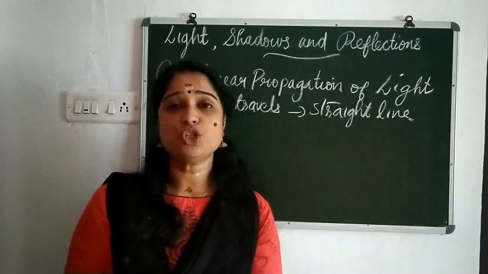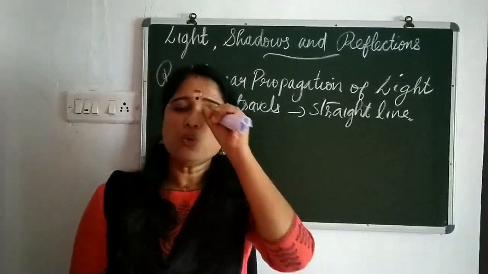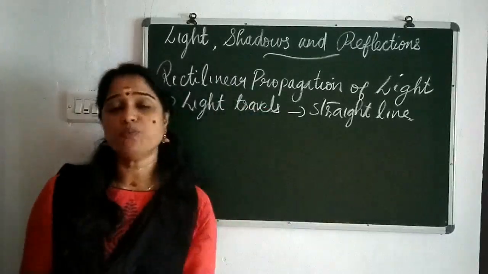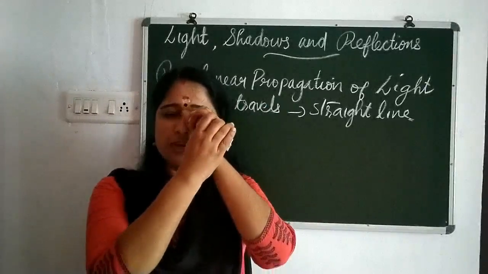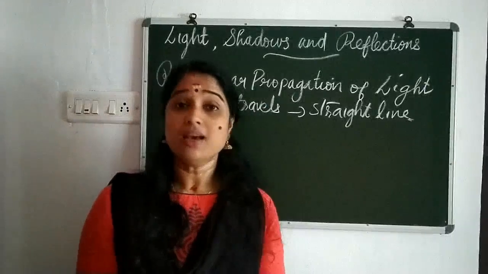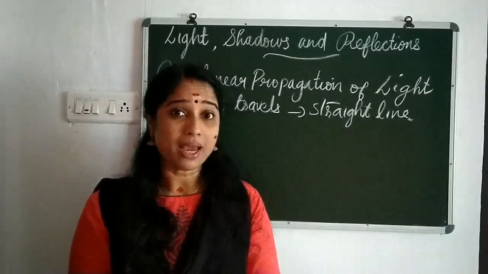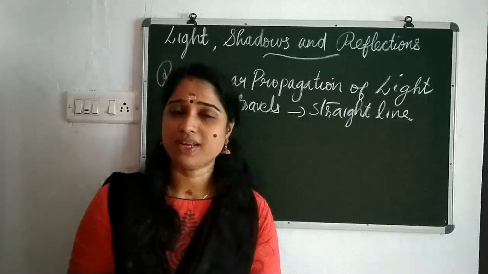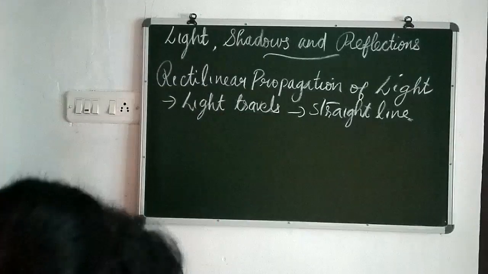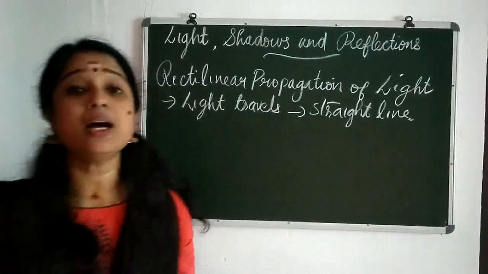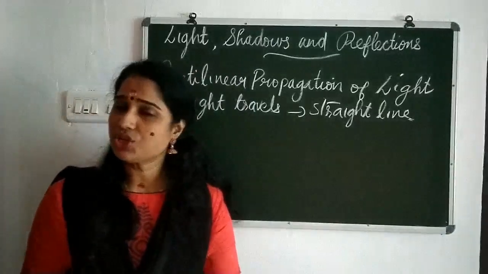You can fold used paper and you can look at any object that you wish to see. When you look like this, you can easily see the object. But then what happens? When you just bend the paper, you cannot see that object because light cannot travel in a bent manner. It can travel only in a straight line. Clear? So this property of light is known as what? Rectilinear propagation of light. The ability of the light to travel in a straight line.